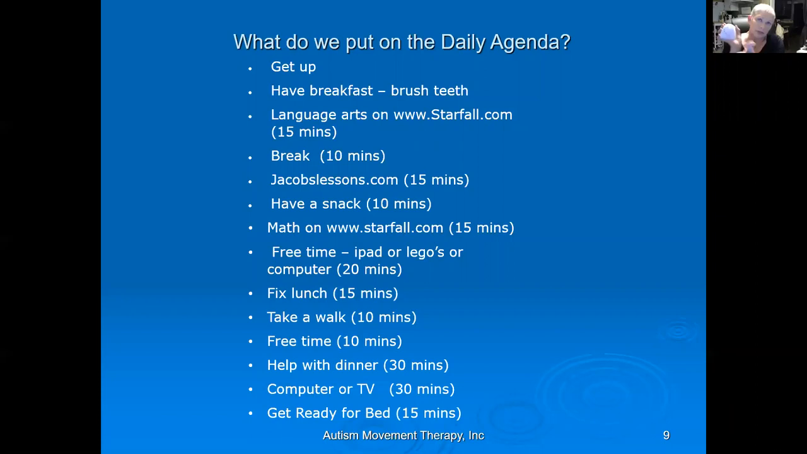We now are going to our next activity, help with dinner. And the same as for helping with lunch, give chores, help set the table, put the napkins, put the plates, put the silverware on. What's next? Computer or TV? Or if you do something all together with your family in the evening, that could be family time. 30 minutes. Then get ready for bed. That's either a shower or we brush our teeth and we put our pajamas on. Maybe we read a story if they're a younger child.